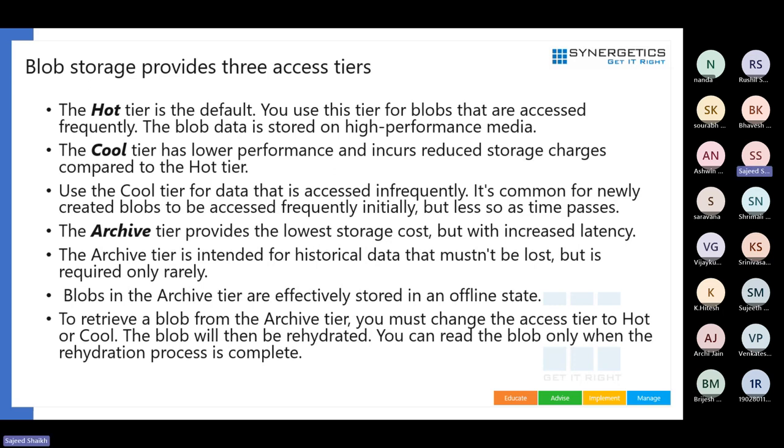So when you want to access that data, to retrieve the blob from the archive tier, you must change the access tier to hot or cool. And then you can access it. Let us assume, just a hypothetical case, that 30 days is your cool tier, and above 30 days is archive. So if you want to access an image after 30 days, or after 2 or 3 months, it has to be converted into the hot or cool tier.